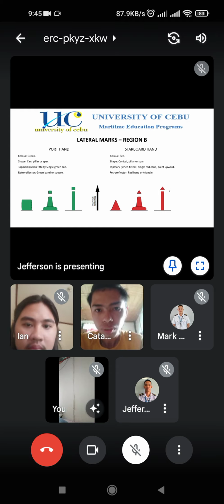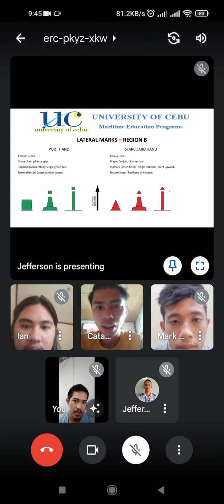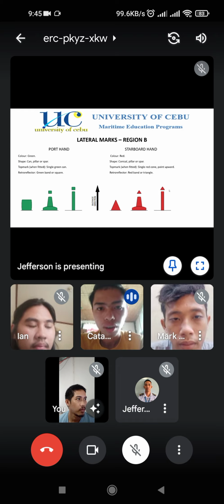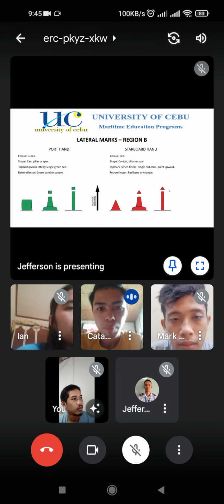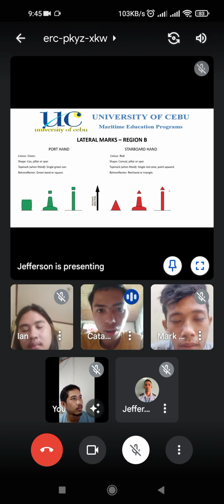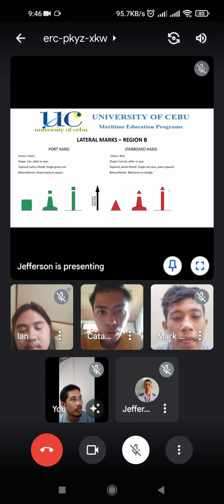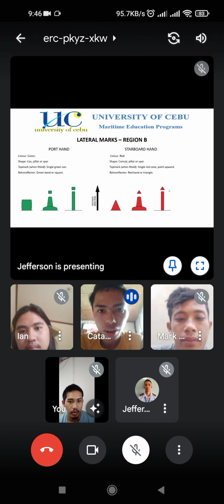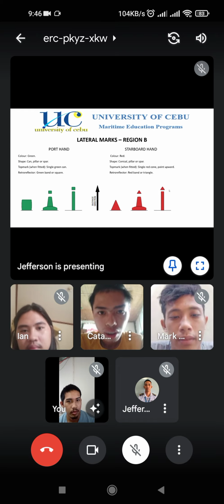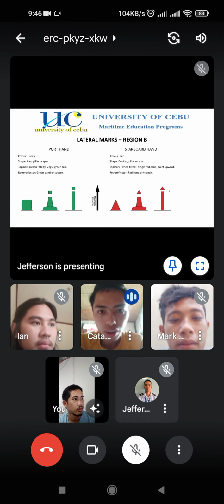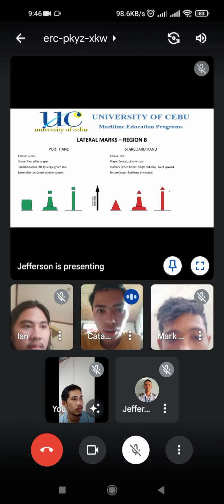I am here to explain the lateral marks in Region B. So, Region B is just a little bit unlike Region A because of our port hand color and shape. Port hand color is green. The shape is can, pillar, or spar. And the top mark when fitted is a single green can. Retroreflector is a green band or square.